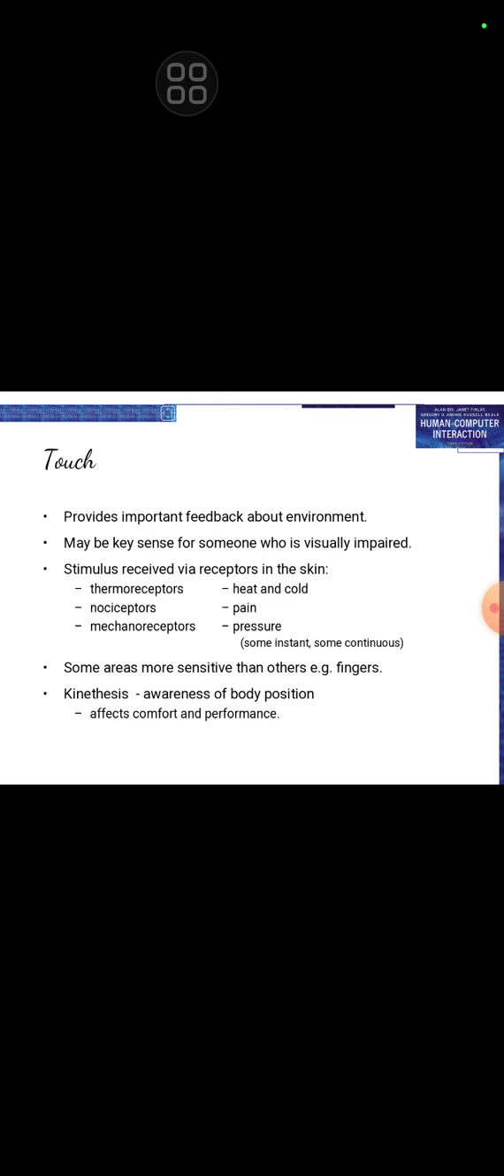Touch provides important feedback about the environment. It may be the key sense for someone who is visually impaired. Stimulus is received by receptors in the skin. There are three kinds: heat and cold, pain, and pressure. Some areas are more sensitive than others, for example fingers. Kinesthesis is awareness of body position.